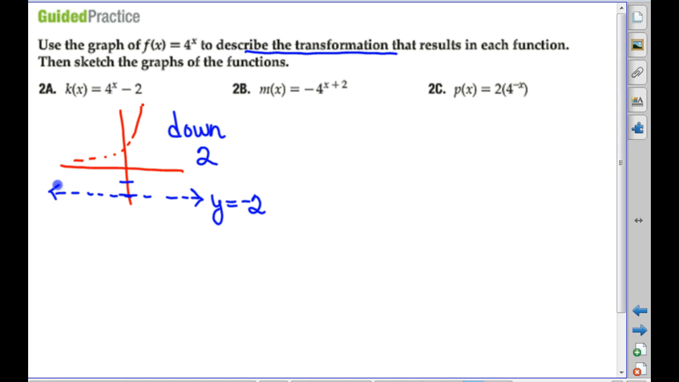Did I call that a vertical asymptote earlier? I feel like I did. I shouldn't have if I did. If this was crossing at 1, where's it going to cross now? We'll put a 0 in if you need to. 4 to the 0 will be 1, minus 2 is negative 1. Okay, everything's shifting down 2, and there's the shape we will have.